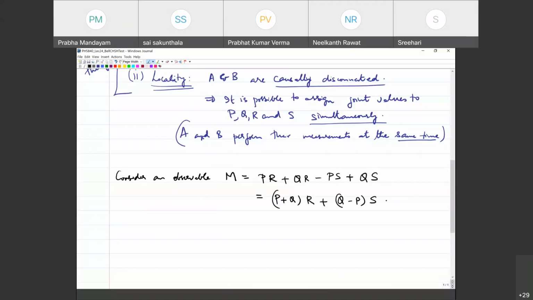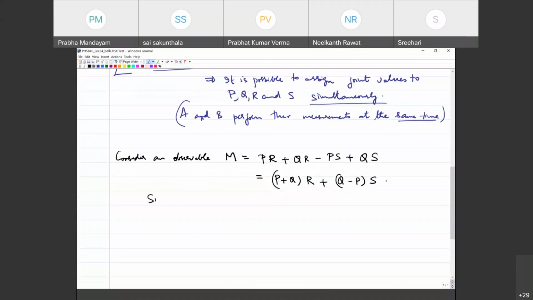And since we have said P, Q, R, S are all binary valued variables, but in particular, P and Q are binary valued variables, so they can only take plus minus 1. Then I hope you can see that what are the possible values that M can take?